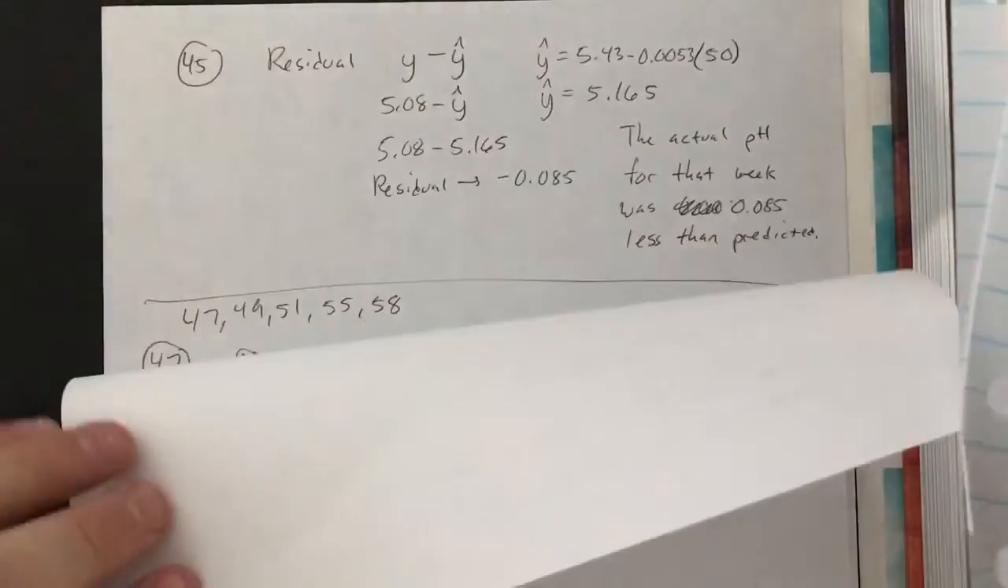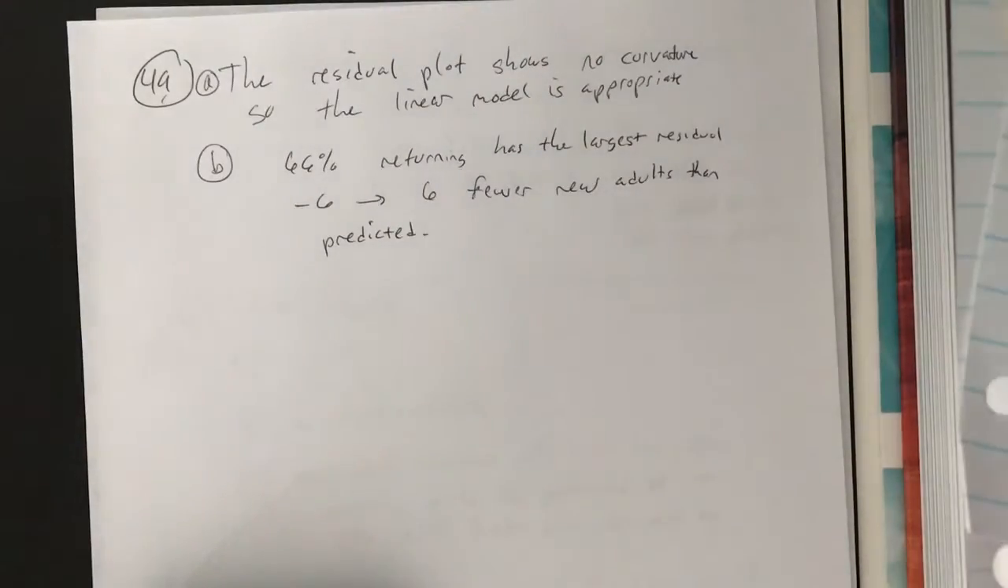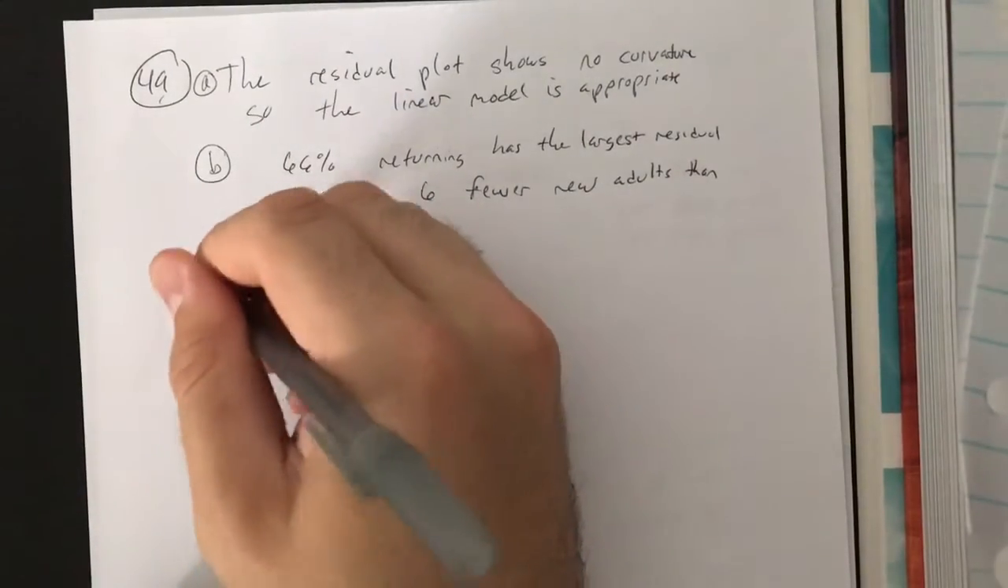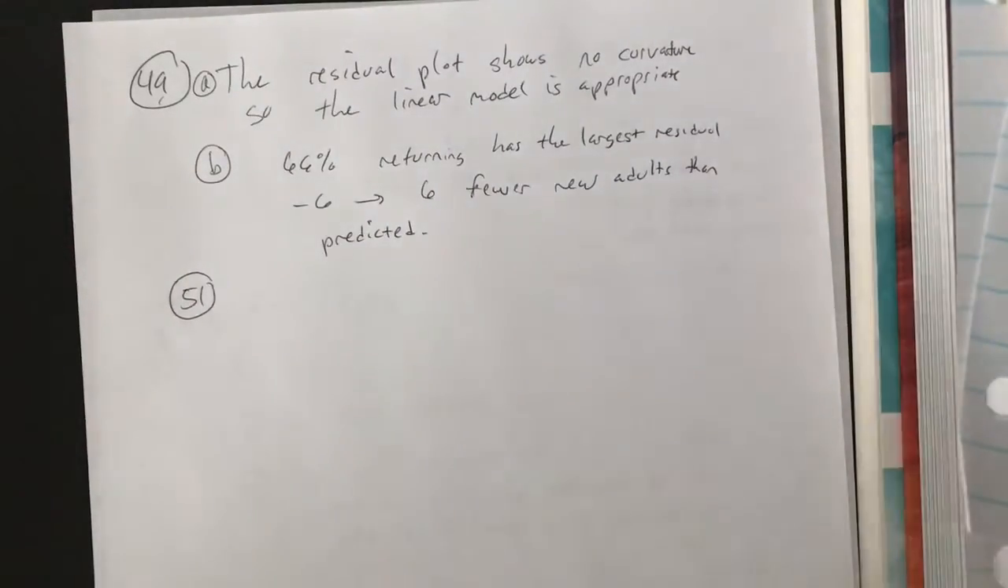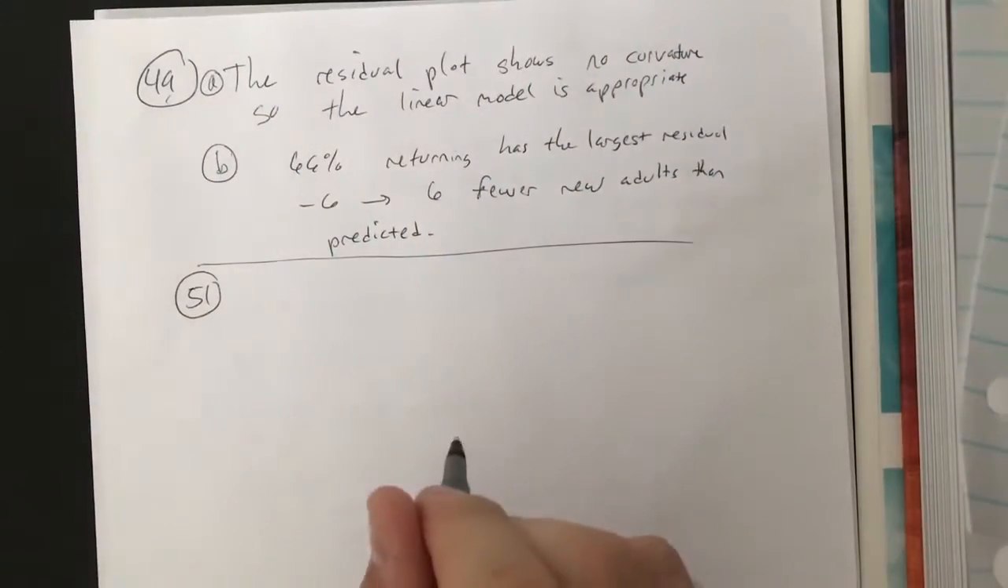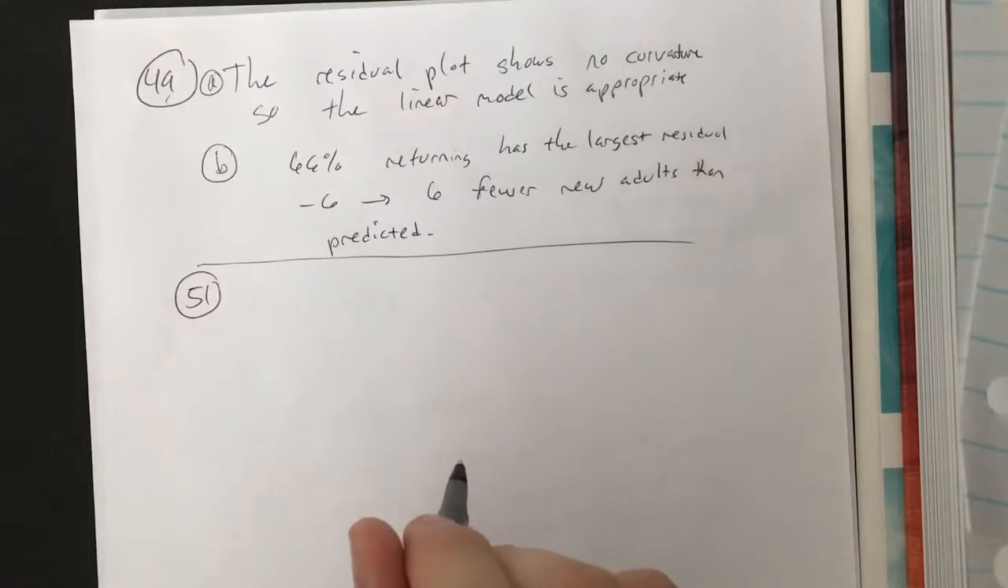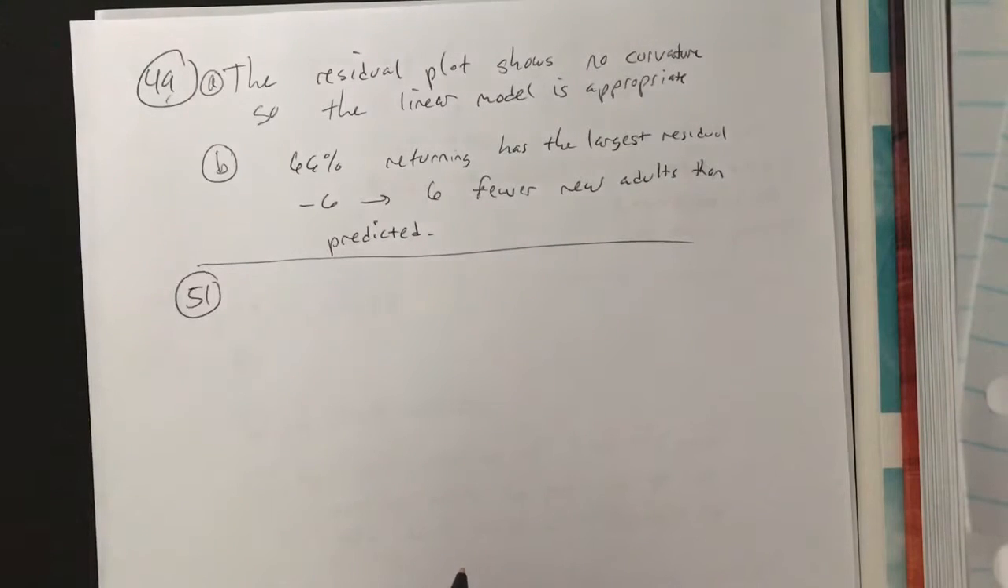Next up we have 51. Let's look at 51. The 51 says a study of nutrition in developing countries collected data from the Egyptian village of Nahia. Here are the mean weights in kilograms for 170 infants in Nahia who were weighed each month during their first year of life. So it gives you a table. Age in months is your X variable, and then weight in kilograms is your Y variable.